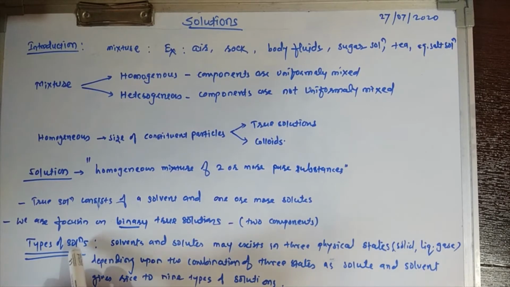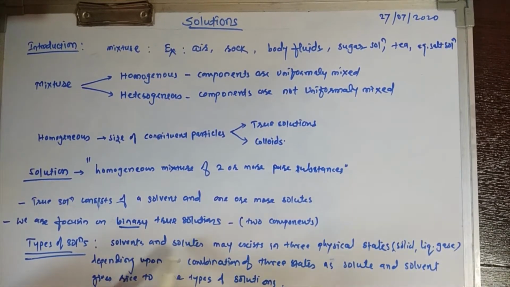Okay. Now in this lesson we are focusing on binary true solutions. What is binary? The word binary is for two components. A solution which is formed by purely two components is called a binary solution. Now see here, types of solutions. The next point is types of solution.